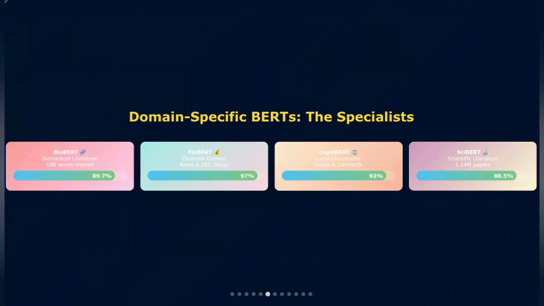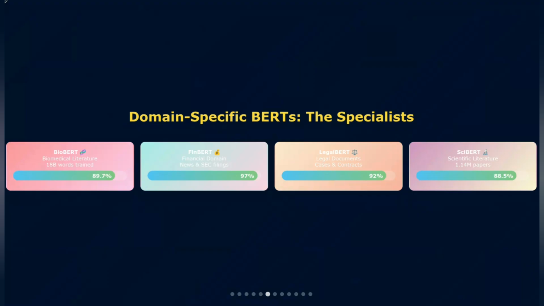FinBERT brings financial intelligence by training on financial news, SEC filings, earnings calls, and analyst reports. It understands financial jargon, market sentiment, and economic indicators. FinBERT excels at financial sentiment analysis, achieving 97% accuracy on financial news sentiment compared to 89% for vanilla BERT. It's particularly effective for algorithmic trading signals and risk assessment.